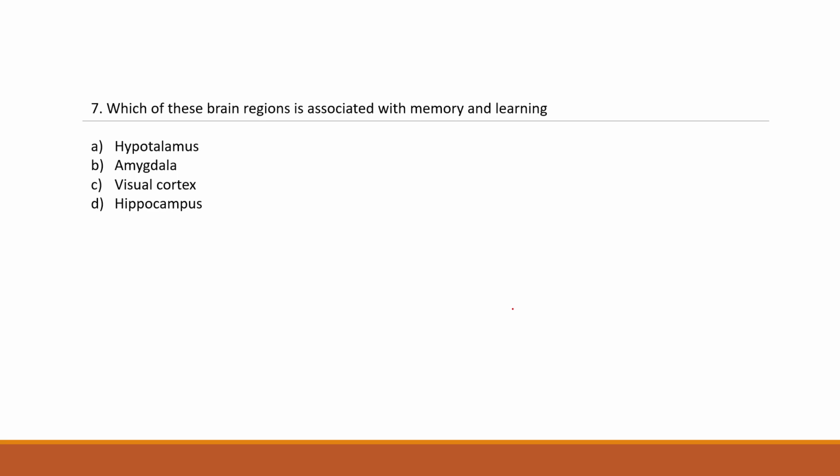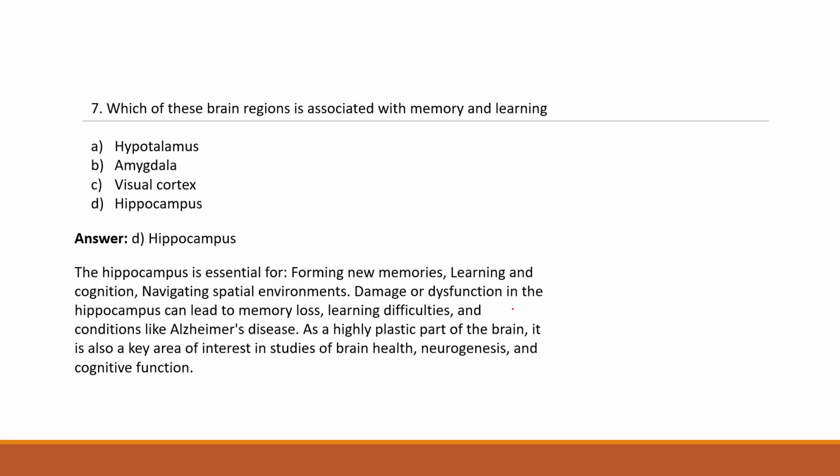So hippocampus is your answer. We saw it in the first question itself. It is involved in learning and memory. Hippocampus is essential for new memories, learning, cognition, navigating spatial movements. So not only memory and learning, but learning covers everything. Particularly if you see cognitive abilities, your navigation, your spatial environments, being aware of the spatial zones of your surroundings, all these are related to your hippocampus.